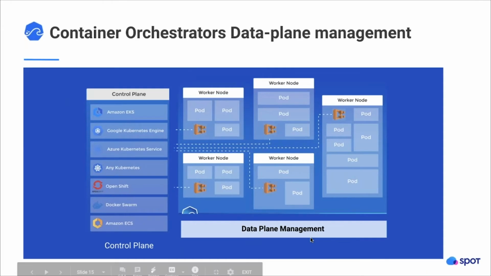So really what we've built is Ocean, which is a container orchestrator data plane management. Ocean takes over all your container instances or worker nodes in Kubernetes. We support all types of container orchestrators, from various versions of Kubernetes to Docker Swarm to ECS to Rancher to Nomad to Mesos and many others. And we take over the management of all the data plane. So all the worker nodes, again, this is where your spend is.